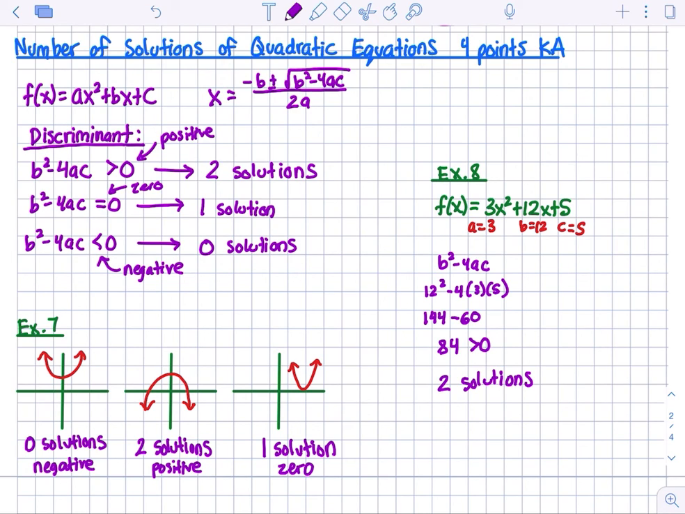So again, if it's positive, you have 2 solutions. If your discriminant is equal to 0, then you have 1 solution. And if your discriminant is negative, you have 0 solutions.